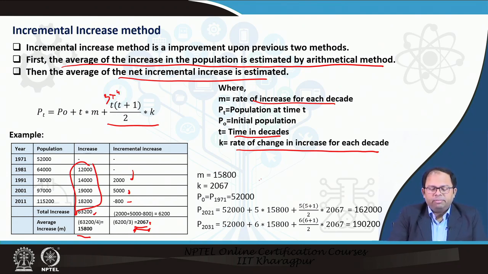So if we use this method to estimate the population for year 2021 and year 2031, we have the base year population 52,000 plus 5 into 15,800, which is the arithmetic part, and then this is the incremental increase part that we are estimating, and we get a population figure like this, and similarly we get another population figure like this.